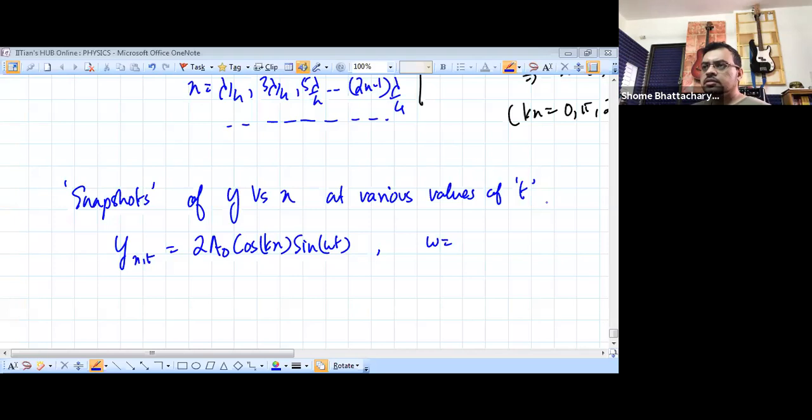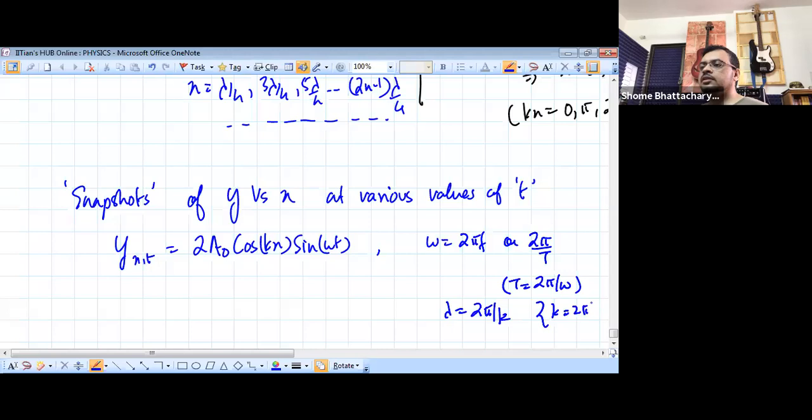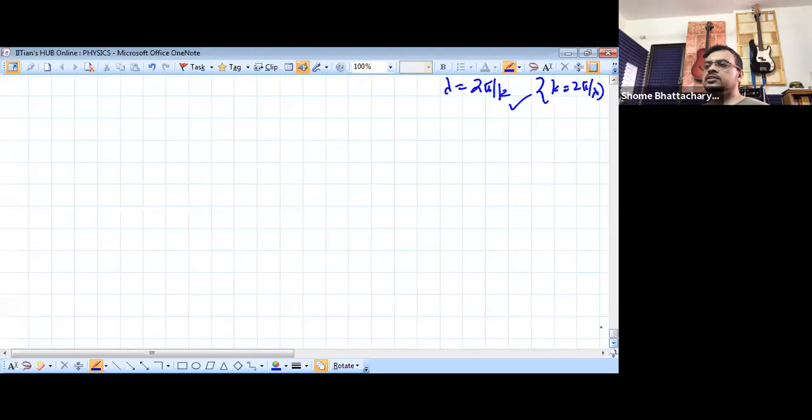So coming back to this, this was our wave equation. Here omega, which is 2 pi f, can also be written as 2 pi upon time period. So time period is 2 pi by omega, and similarly lambda is 2 pi by k, because k was equal to 2 pi by lambda. So keeping these two things in mind, now suppose we want to look at the snapshot at t equal to 0. So it becomes 2a naught cos kx sine 0. So that just becomes 0.